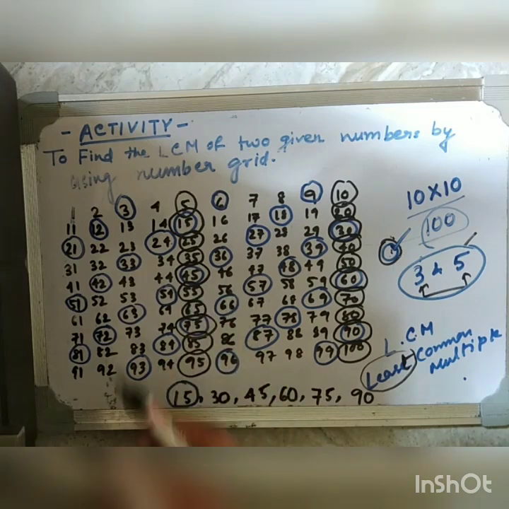So in this way we can find the LCM of two given numbers. 3 and 5 I have taken. You can take any two more numbers.